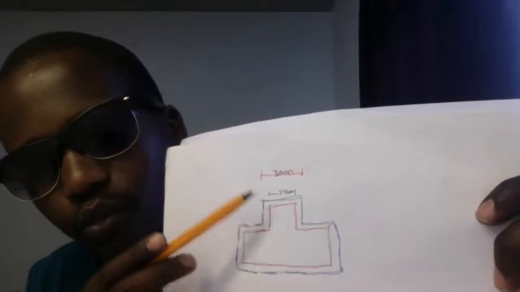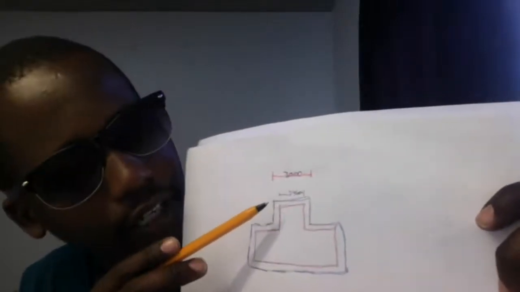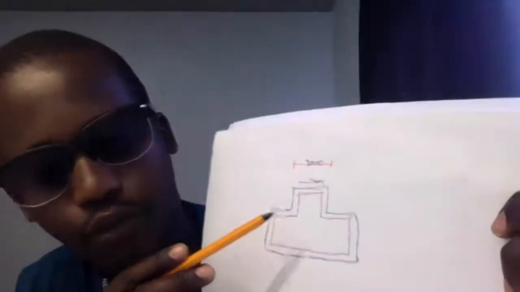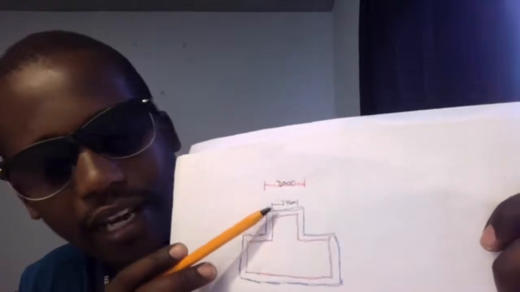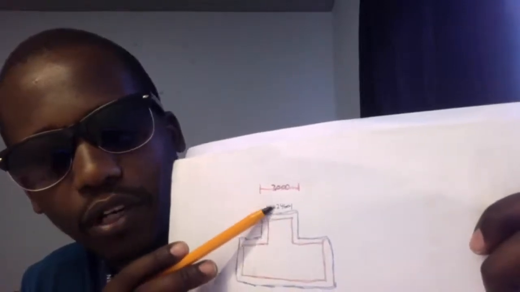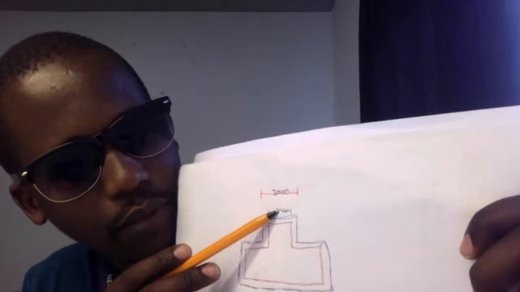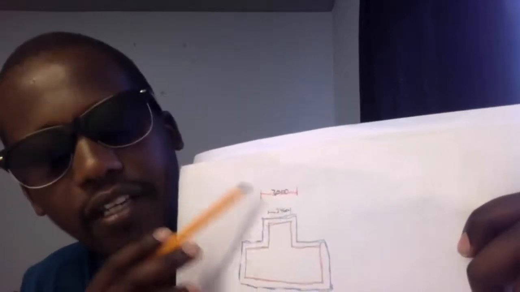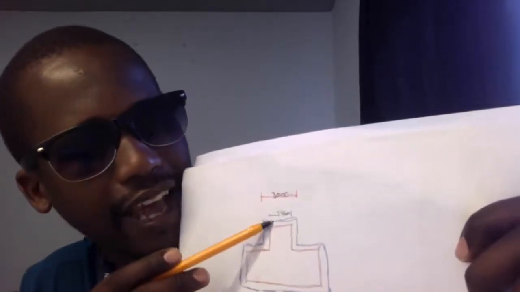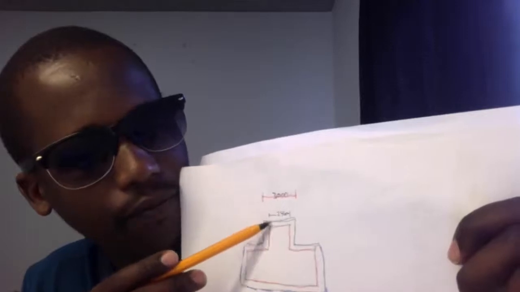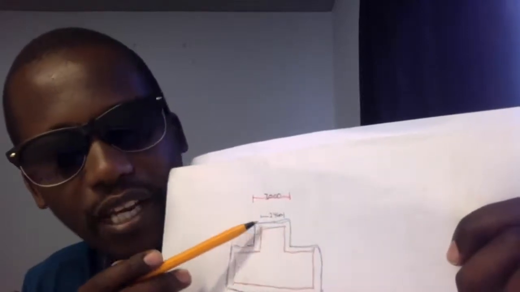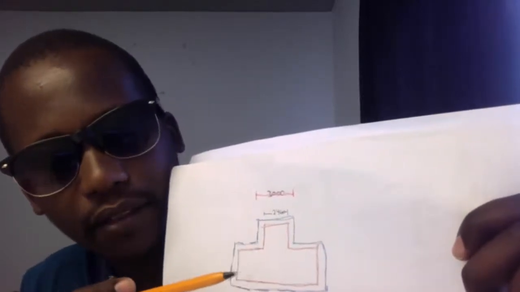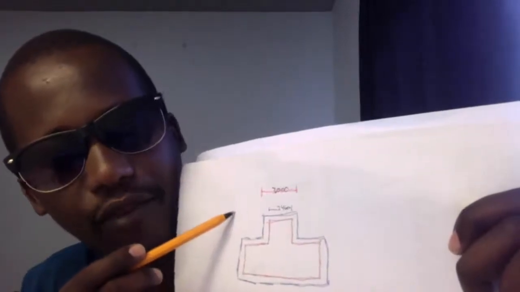In the case of this wall, 3 meters and 2460. If I want the center line for this wall, I would say 3 meters plus 2460 divided by 2. That will give me the average, the minimum. That is what I would use to calculate my wall length. So it would be the average length times the height.